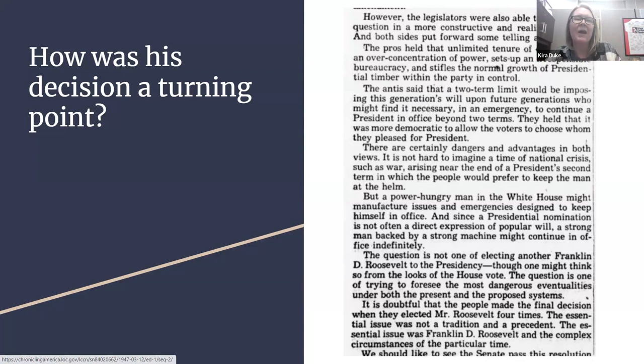I think this is a great way to have students think about how his decision was a turning point, how it led to the 22nd Amendment. What do we find compelling in these arguments? Is this still something we should consider? Of course, there have been discussions at different points about whether we should overturn the 22nd Amendment. I thought this was really interesting for something we don't think a lot about. We just assume as a matter of fact that he did this and it turned into a constitutional amendment, but it is actually a pretty interesting story.